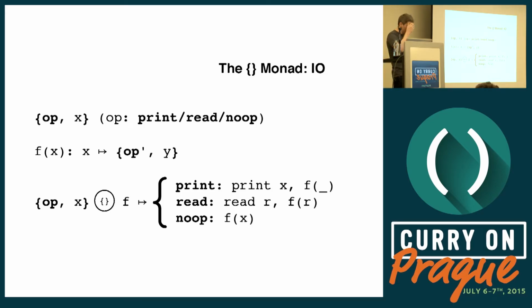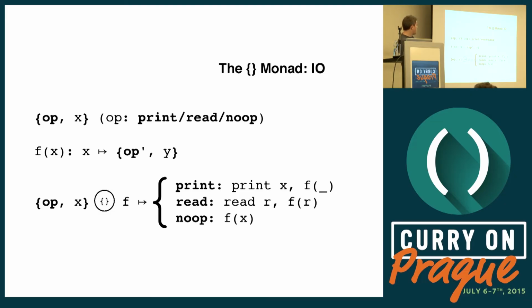Finally, how do we do I/O with just pure functions and pure values? So in this case, our context is going to be an operation, an I/O operation that's added to the simple value x, and that operation is going to be one of print, read, or no-op. There has to be a no-op because there are rules to which compositions are legal or not, but we don't care about that for the moment.